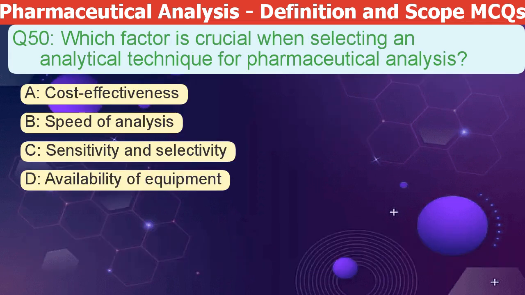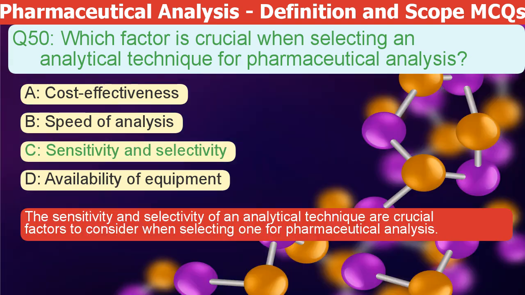Which factor is crucial when selecting an analytical technique for pharmaceutical analysis? A. Cost effectiveness. B. Speed of analysis. C. Sensitivity and selectivity. D. Availability of equipment. The correct answer is C. The sensitivity and selectivity of an analytical technique are crucial factors to consider when selecting one for pharmaceutical analysis.